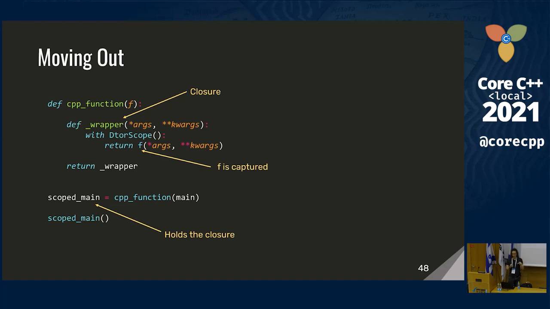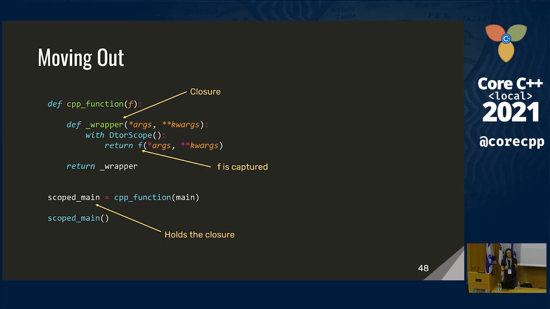Here you can see that the CPP function is the one that creates the wrapper. It takes our main function and creates a wrapper function. The wrapper function is a closure that captures the function we passed in, the main function. It creates a scope like the call function we had before, and then returns the wrapper. Then we store the wrapper into scoped main, which is just like main, but with that scope. And then we call scoped main.